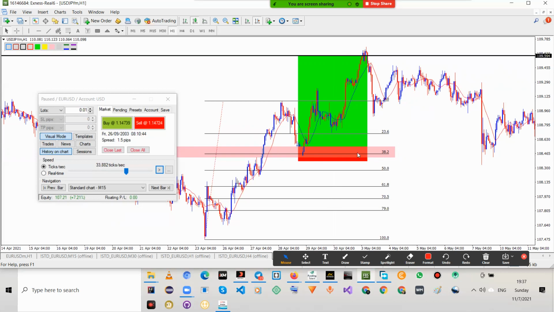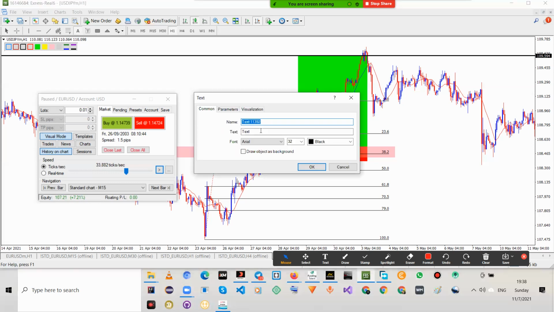This is a really powerful strategy, guys. Divided by 18 pips, that's 5.7, guys. 1 is to 5.7, that's the risk reward. If you understand risk reward ratio, you know that this is powerful, baby.